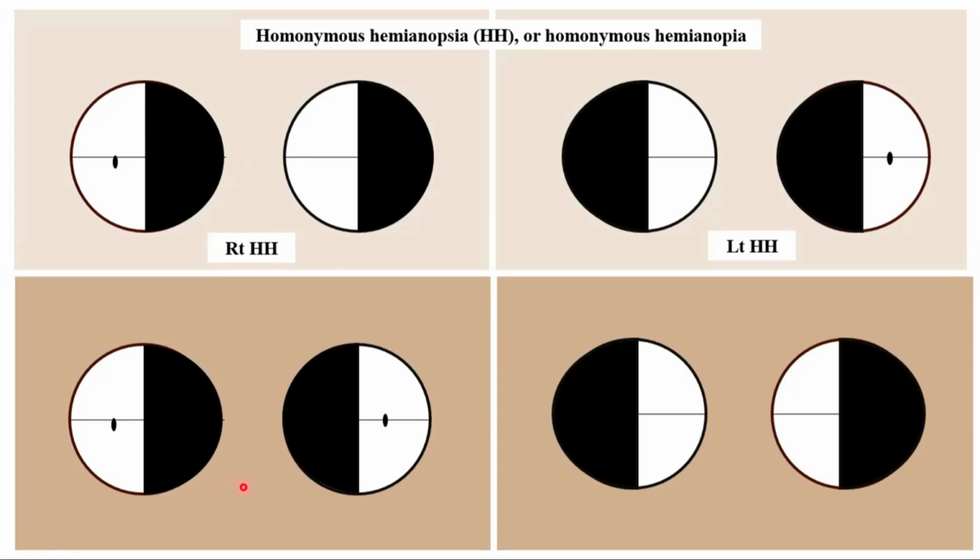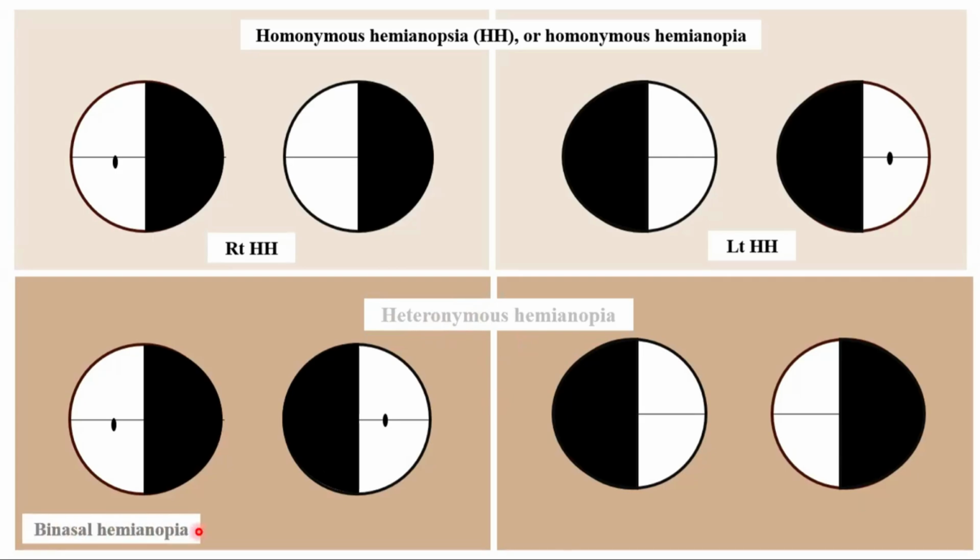What do we call this? Binasal hemianopia. Yes. And what do we call this one on the right, the right temporal and left temporal? Bitemporal hemianopia. Okay. So collectively, we can call it heteronymous hemianopia. That's again HH, but we usually don't say this term. We usually say, as the doctor said, binasal hemianopia and bitemporal. So HH means homonymous hemianopia, and heteronymous hemianopia doesn't have an abbreviation because we don't usually use this term. We usually say binasal and bitemporal.